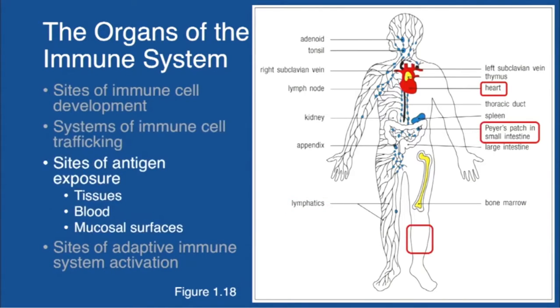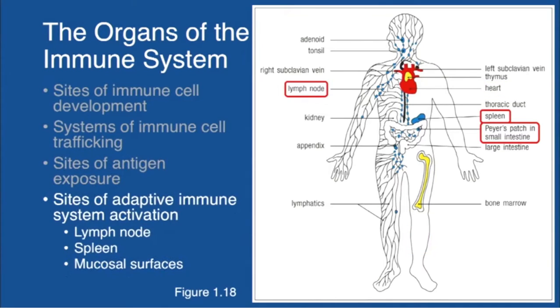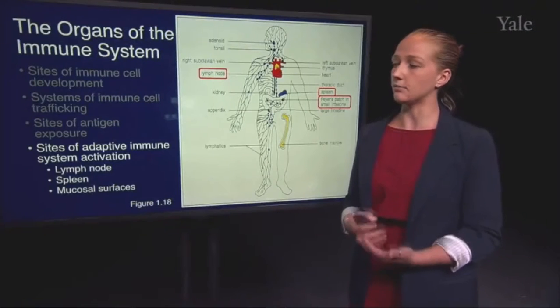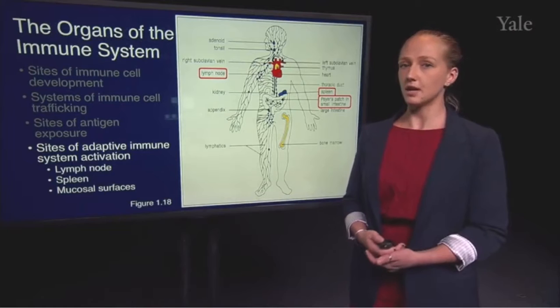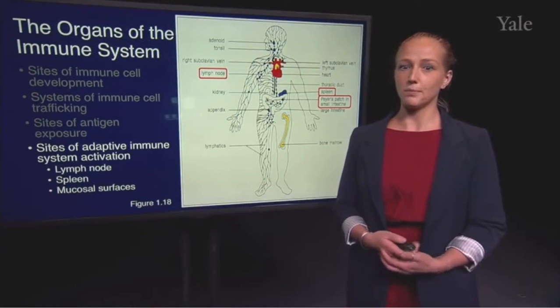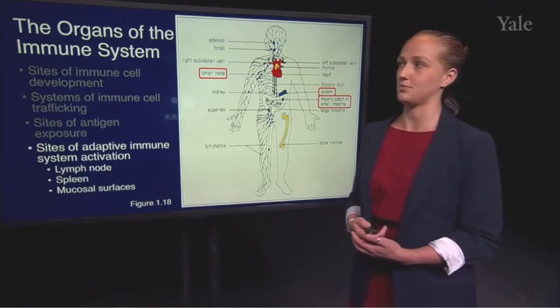We'll then be discussing sites at which antigens are exposed to the immune system, and these include tissues, blood, and mucosal surfaces. And finally, we'll look at sites at which the adaptive immune system is activated by the innate immune system, a concept you were introduced to in the previous lecture, but we'll be going through again today. And these sites are lymph nodes, spleen, and mucosal surfaces.